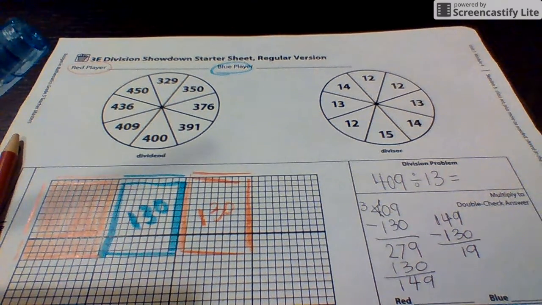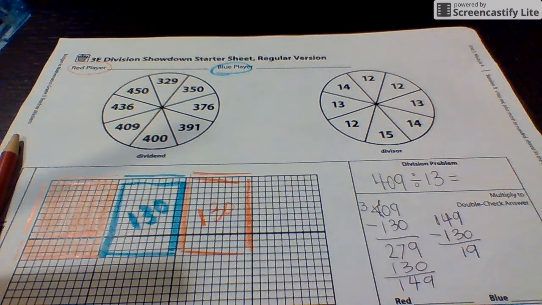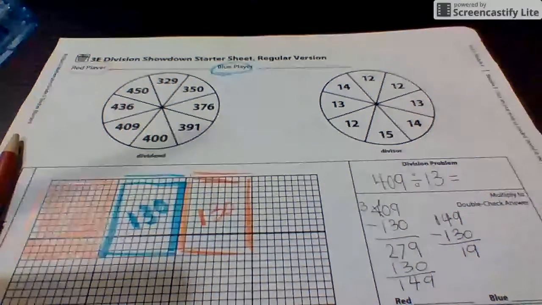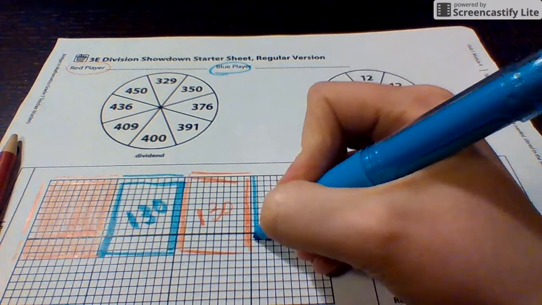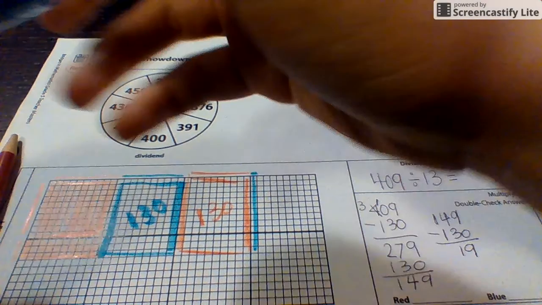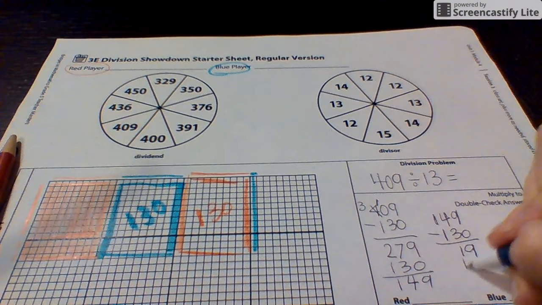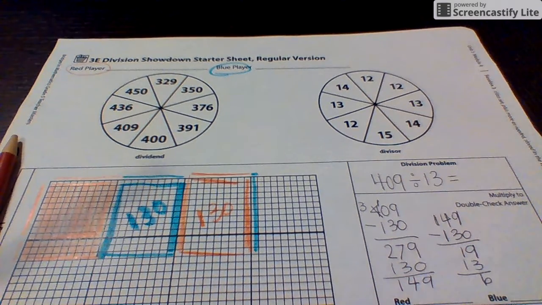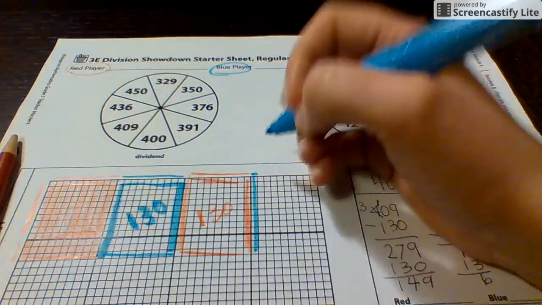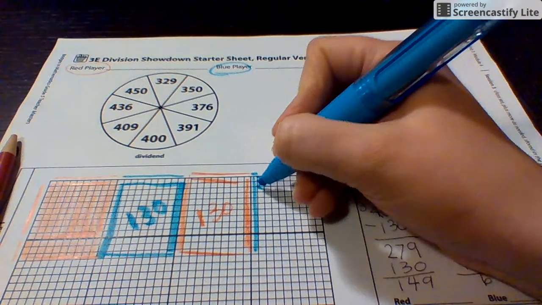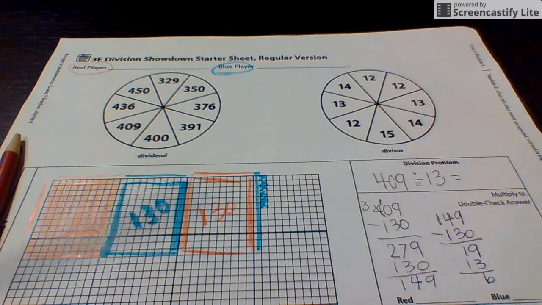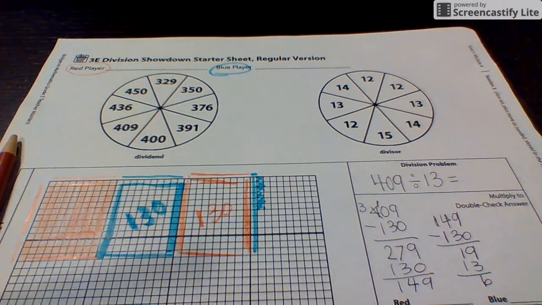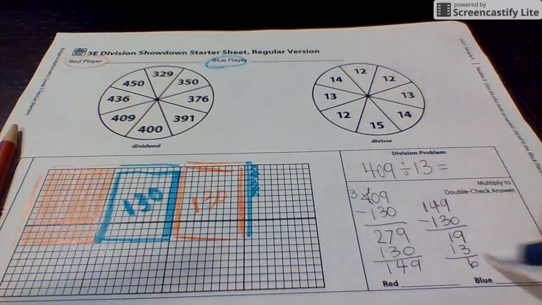So it's the blue player's turn. Since there are no more groups of 10, the blue player is going to take out whatever remaining groups they have, and they're going to put the remainder. So I can get one more group of 13, and I'm going to subtract 13. And then there's a remainder of 6. So I'm going to put the X's 1, 2, 3, 4, 5, 6. So the blue player, because the blue player went last, they get the score of the remainder. So the blue player is going to get 6 points.